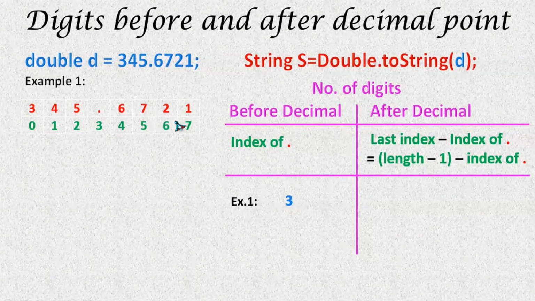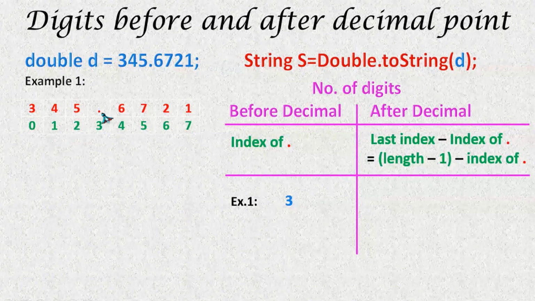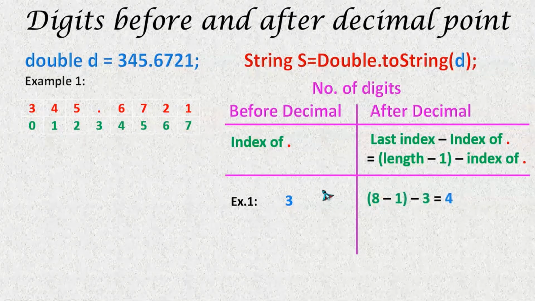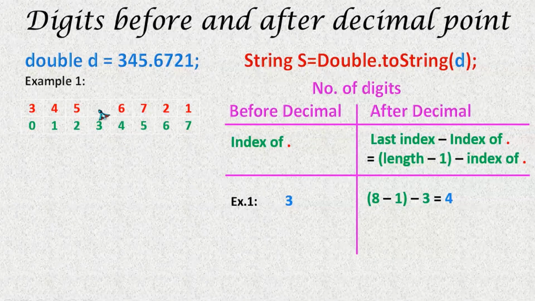So here in this first example, I have index of dot as 3. So 3 digits are present before the decimal point, and for the number of digits after the decimal point, we take the total length of this, that is 8, minus 1 is the last index, that is 7, minus the index of this dot, that is 3. So we get 4. See, there are 4 decimal places.